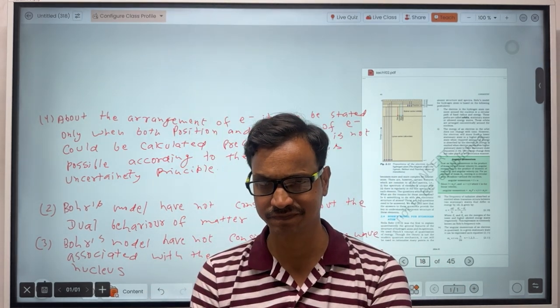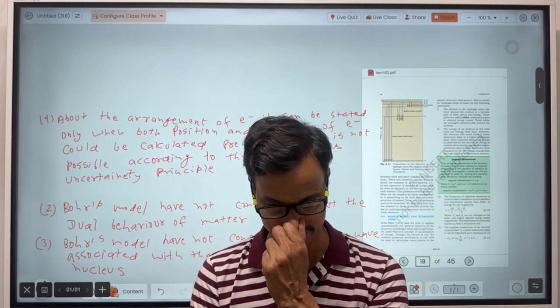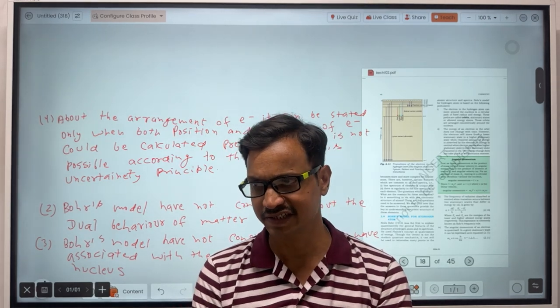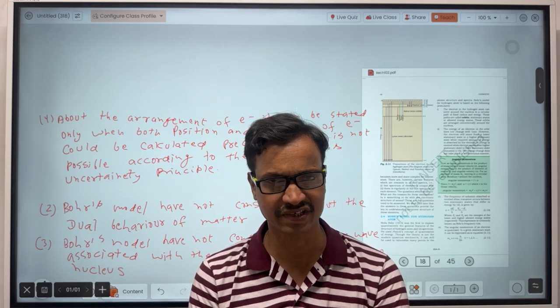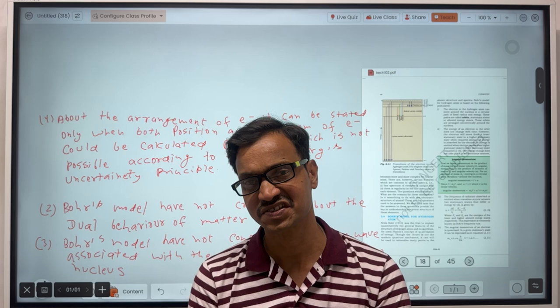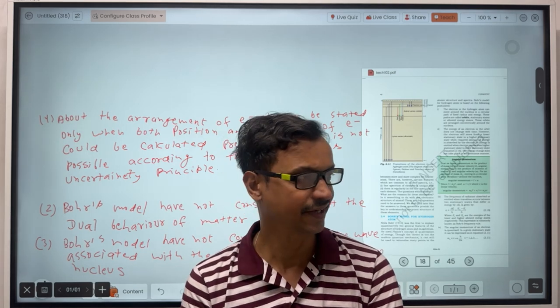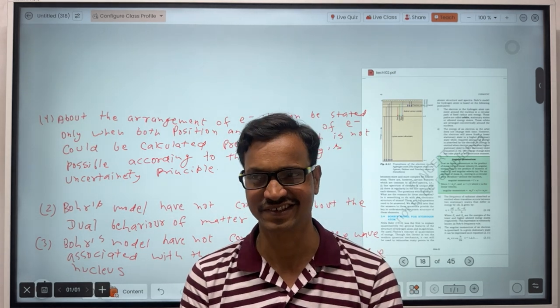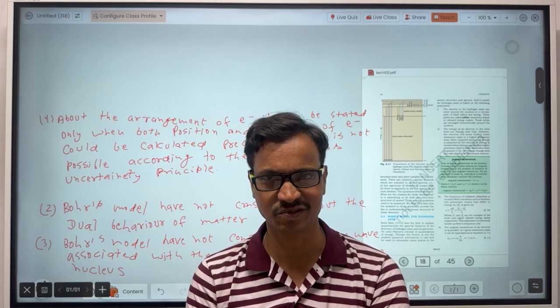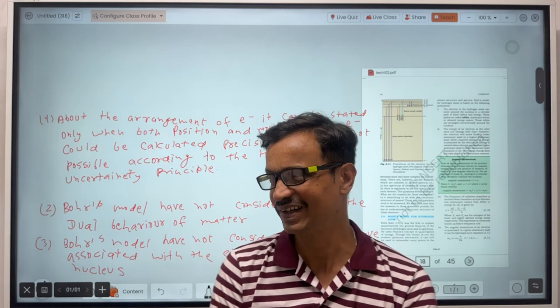Orbit is the path along which the electron revolves. Orbit is also called a shell. That is the path along which the electron revolves around the nucleus. That is called an orbit or shell. And orbital is the region of space in which the probability of finding an electron is maximum.